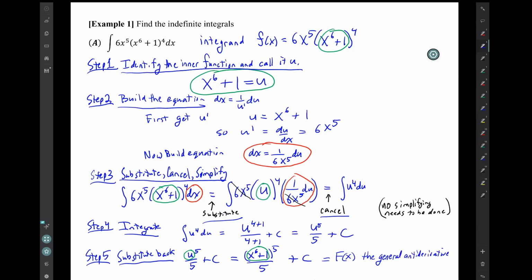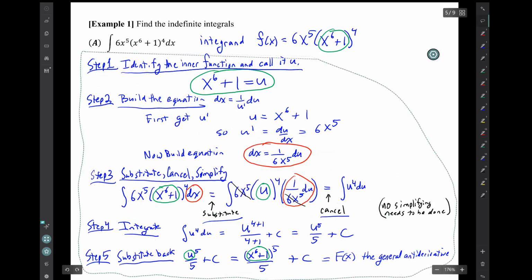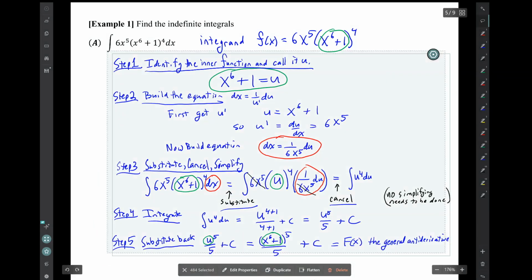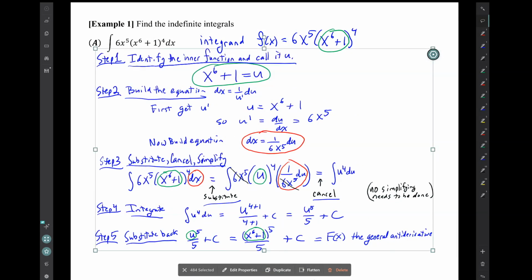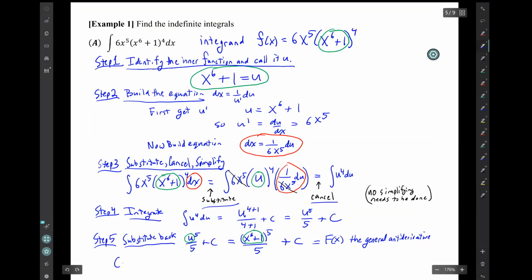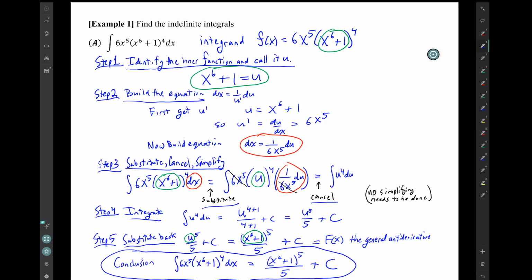Now I want to write a clearer conclusion to make it a little bit more clear what we did. I've kind of run out of room here, but I don't want to start a new page, so I'm just going to shrink all this a little bit. So there's our conclusion. The indefinite integral that we were assigned to do equals this. Remember, the indefinite integral stands for the general antiderivative.